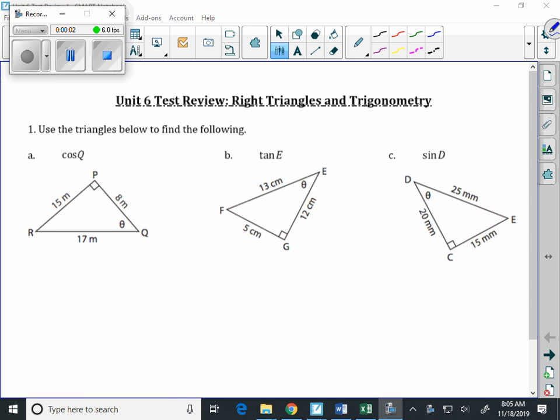Use the triangles below to find the following. First one, cosine of q. And remember, let's start by labeling the triangle. If we go across, well, let's mark here. We're going to be finding cosine of q.